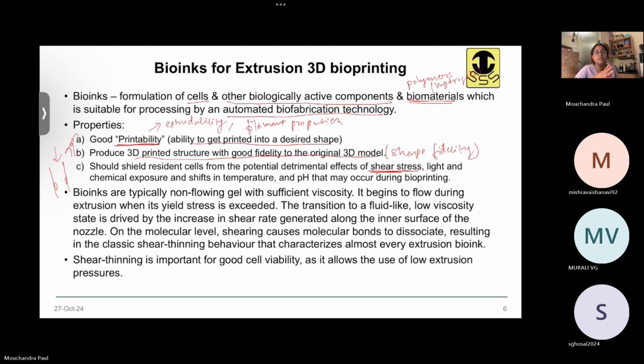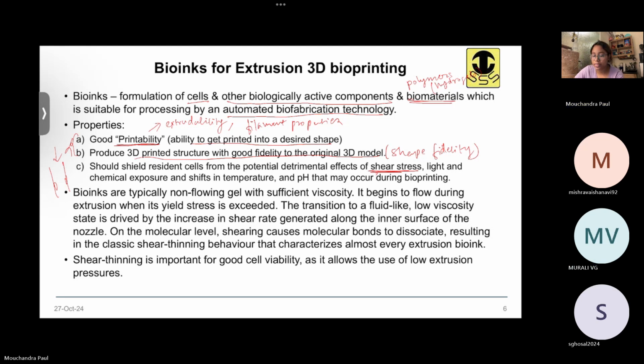But the cells which are inside, in the core, you don't know how many cells are there in the core and how many in the wall. Core cells will be experiencing relatively less shear stress. But you cannot control how many cells are near the wall or near the core.